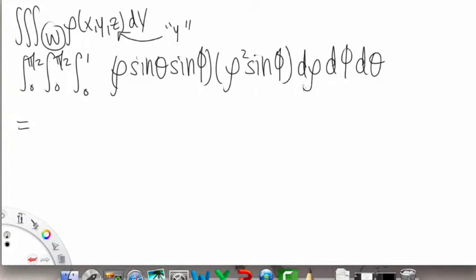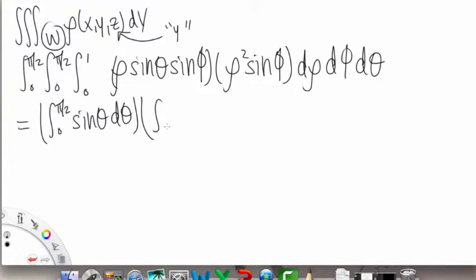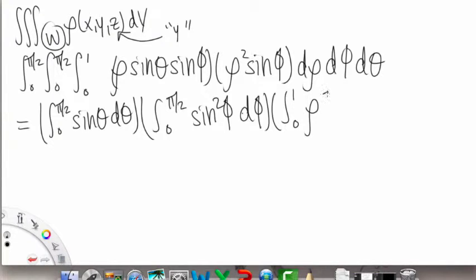I'll put all the thetas together. So 0 to pi over 2, and then we have sine theta again, and d theta, okay? And now I'll put the phi's together, 0 to pi over 2, and we have sine squared phi, d phi. And then lastly we have the rhos, so that'll be rho to the third this time, d rho, sorry, getting everything confused. Okay, so that's how we set it up, and then we'll continue to solve.